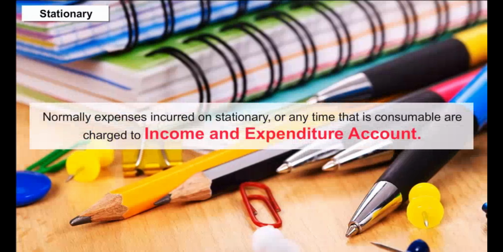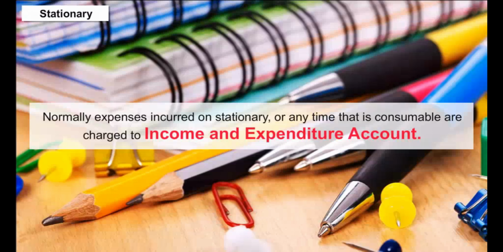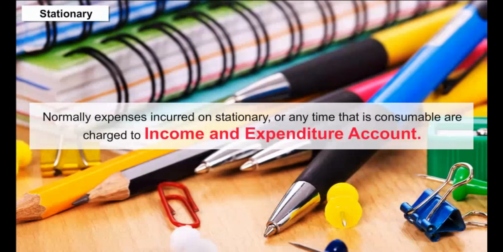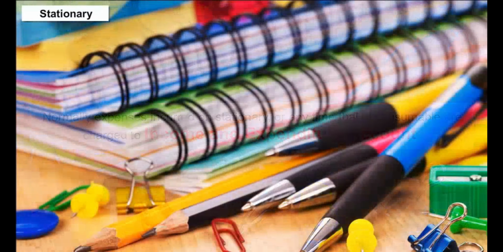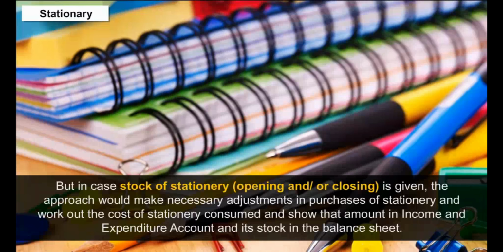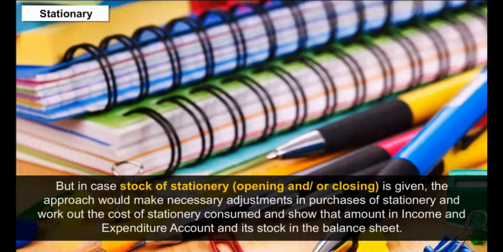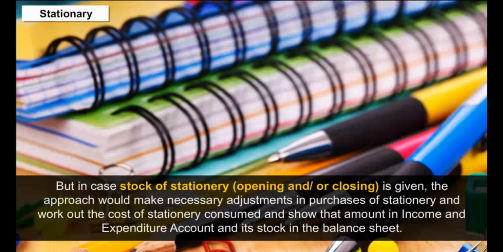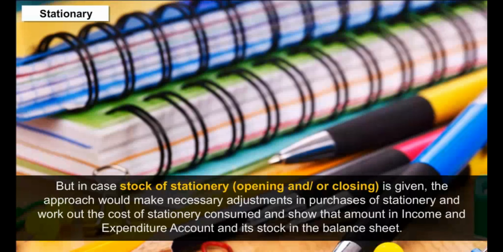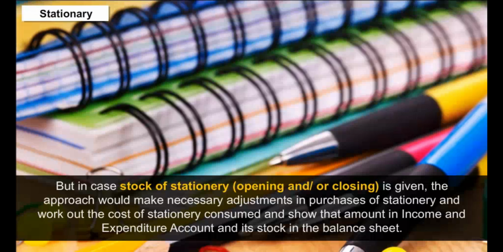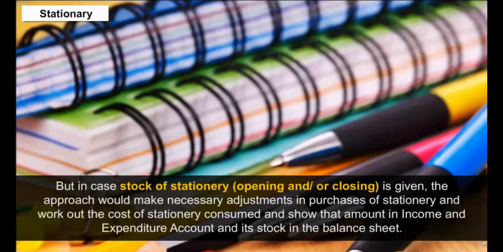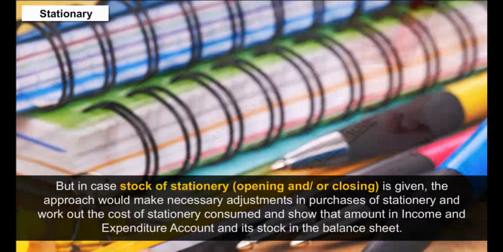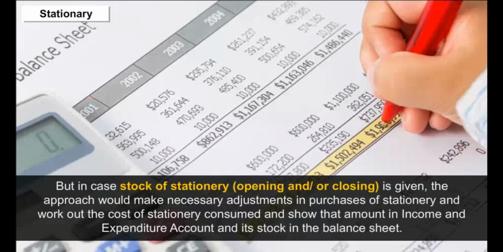Stationery. Normally, expenses incurred on stationery or any item that is consumable are charged to the income and expenditure account. But in case the opening or closing stock of stationery is given, one would make the necessary adjustments in purchases of stationery, work out the cost of stationery consumed, and show that amount in the income and expenditure account and its stock in the balance sheet.